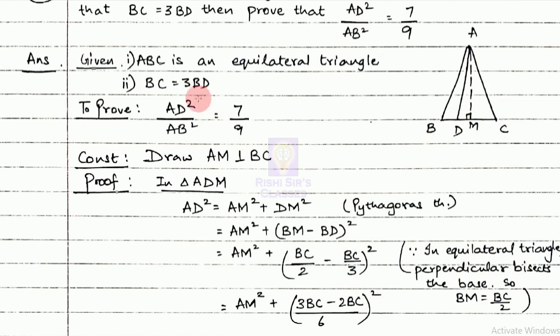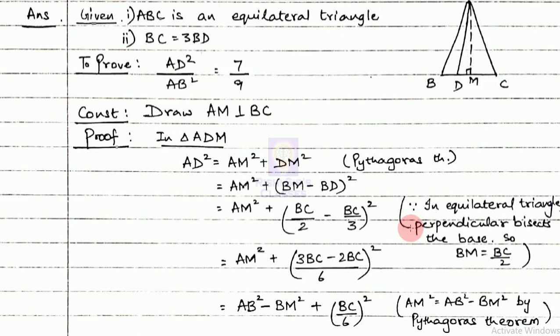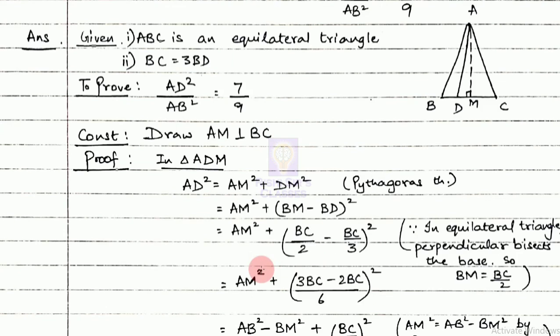That relation is given to us in the question. After this, we can just simplify them. 3BC minus 2BC upon 6 will be BC upon 6 whole square. Now what is AM square? AM square is AB square minus BM square as per the Pythagoras theorem.